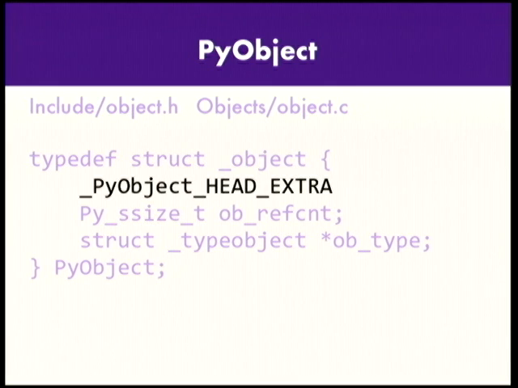The only thing this is used for is if you want to watch all the references inside of Python, you can turn on a preprocessor define called Py_TRACE_REFS, which adds two fields here, previous and next pointers, that are used for a global linked list of all objects in the Python interpreter.